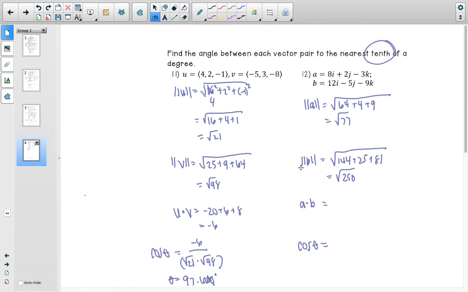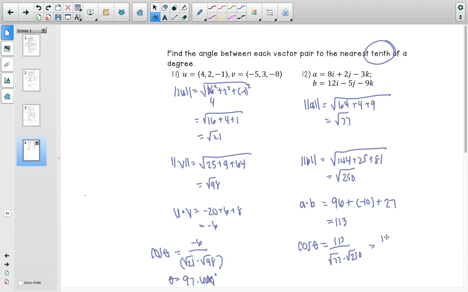And then if you want to do the dot product too, just because we're separating everything, you get 8 times 12, which is 96. You would have 2 times -5, which is -10, and I didn't mean to do that, but that's okay. And then -3 times -9, which is 27. So if you put 96 minus 10 plus 27, you get 113. Okay, so we're going to do 113 over the square root of 77 and the square root of 250.